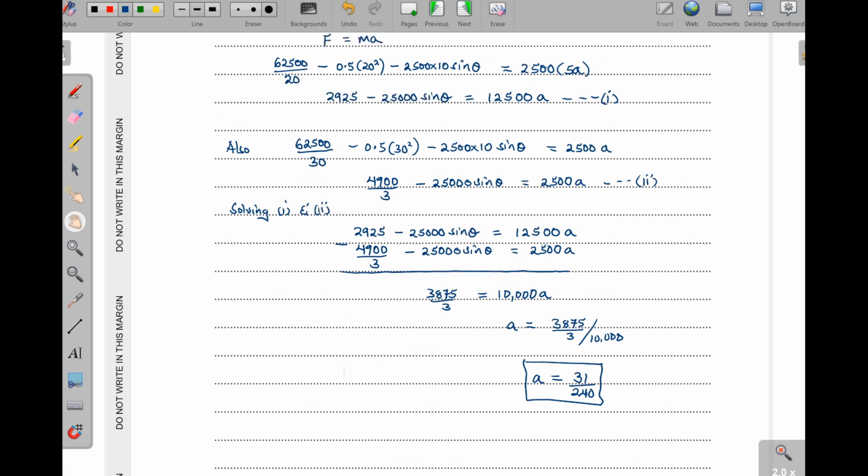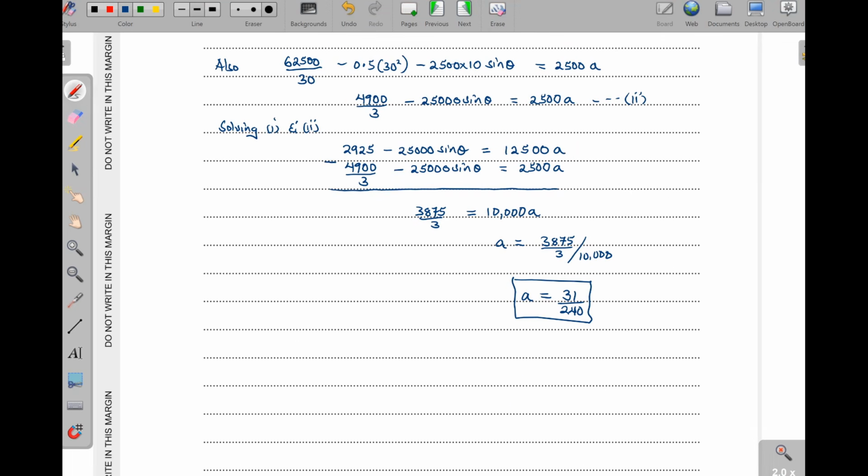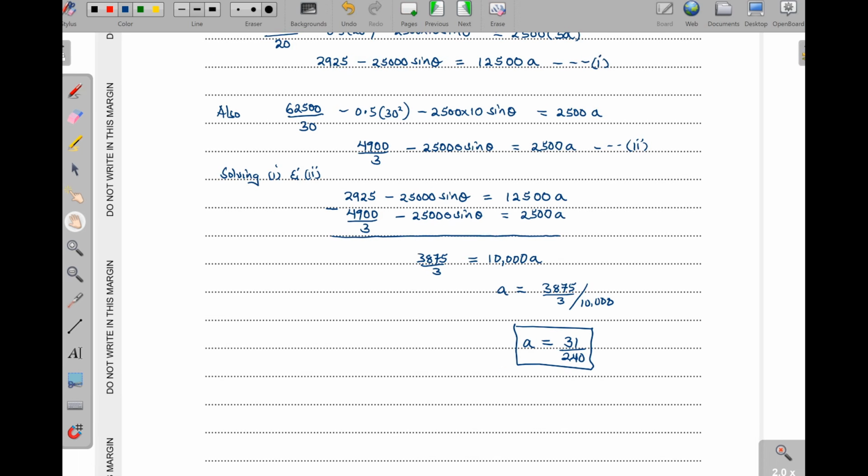Then we can substitute in any of the equations to get the value of theta. Suppose I use the first one here. So using the first one, we shall have 2925, then minus 12500 times A, which is 31 over 240.